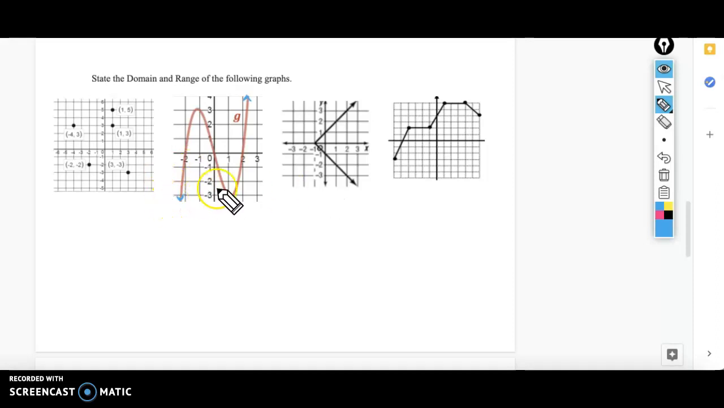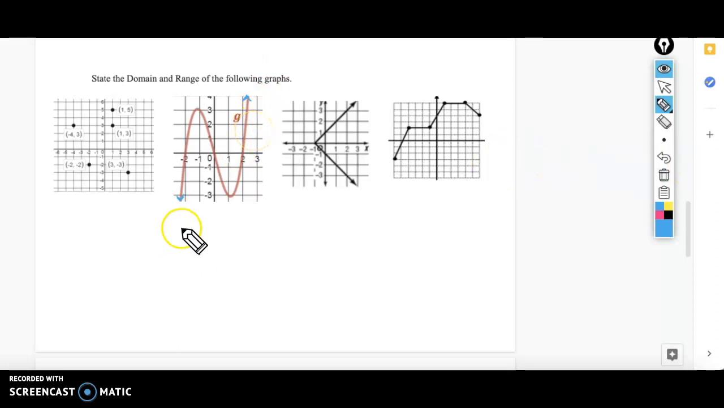So here, if I'm looking at my x values, this arrow is going to keep going. It's going very slowly, but it's going to keep moving out and out and out. And it's going to keep moving up and up and up. So this one, doesn't matter which way it's going, those arrows are going to keep going. Which means both the domain and the range are everything. Every number, because it's going to keep going up, it's going to keep going down. It's going to keep going slightly left and slightly right, but it's going to keep going.